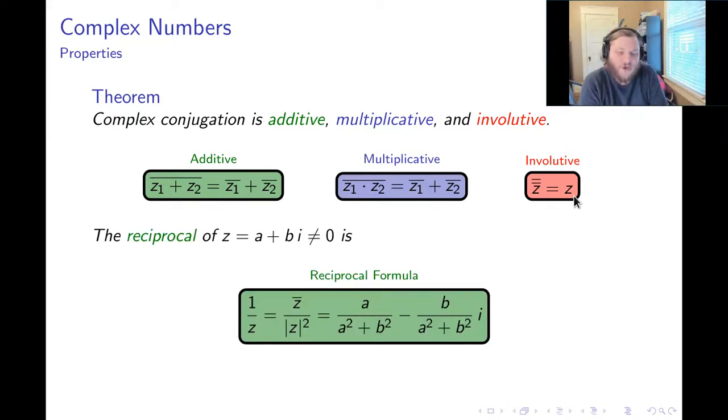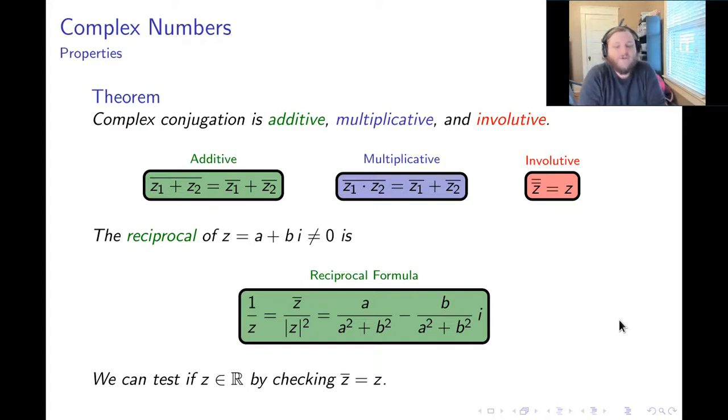We also have the notion of the reciprocal of a complex number. If a number z equals a plus bi is not equal to 0, it is possible to divide by that number. There's a formula for 1 over z: it is given by the conjugate of z divided by the absolute value squared. If we run through what this actually turns out to be, it is a complex number whose real part is the real part of the number divided by a squared plus b squared, and whose imaginary part is negative the imaginary part of the original number divided by a squared plus b squared.